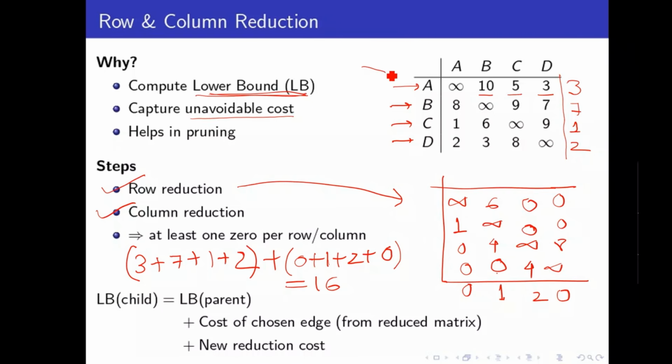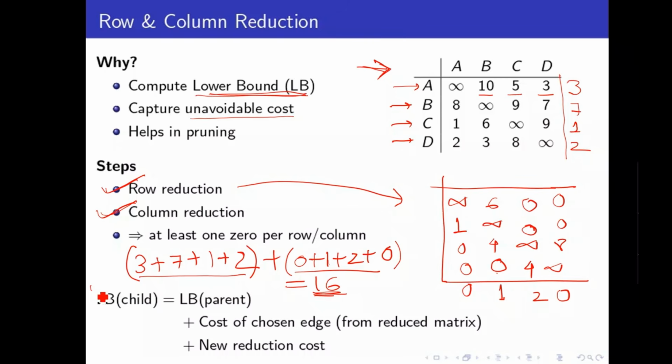So to calculate the lower bound, first we'll take the parent matrix. Right now we don't have any, we have only the original matrix, so we'll consider that as the parent matrix. And then we'll apply row reduction and column reduction, and we note down the reduction values, which will be used to calculate the lower bound.